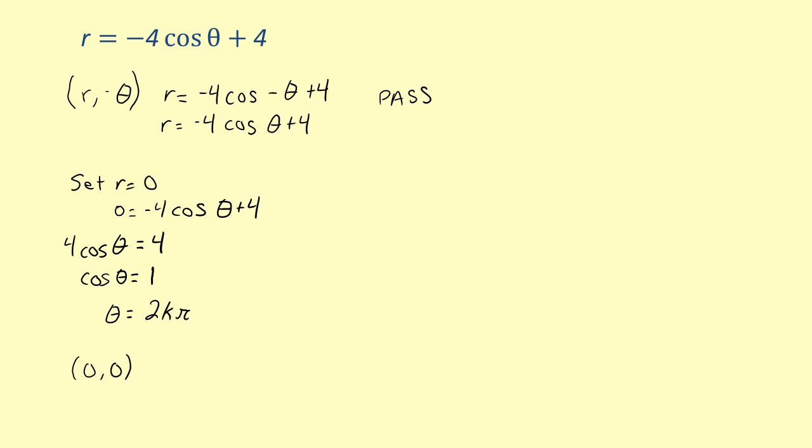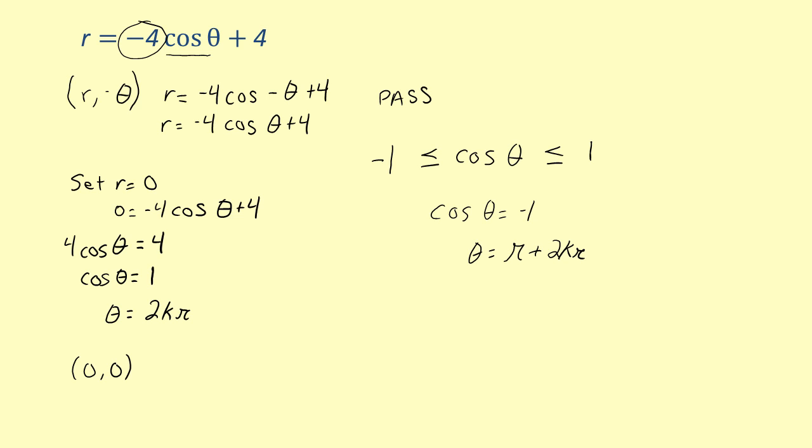Now we want to find the maximum value of the equation. Our equation is in terms of cosine, and the value of cosine theta is always greater than or equal to -1 and less than or equal to 1. In our example, cosine has a negative coefficient. So the largest value of the function will come when cosine theta is equal to -1, or when theta equals pi plus 2k pi. Therefore, our largest value of r occurs when theta equals pi.